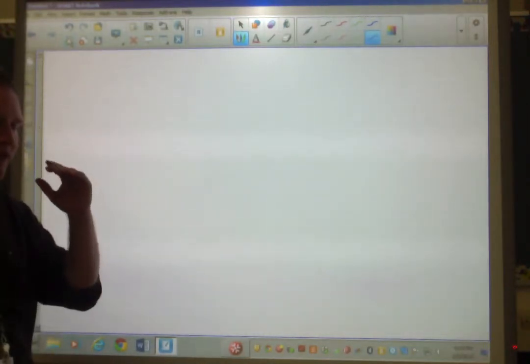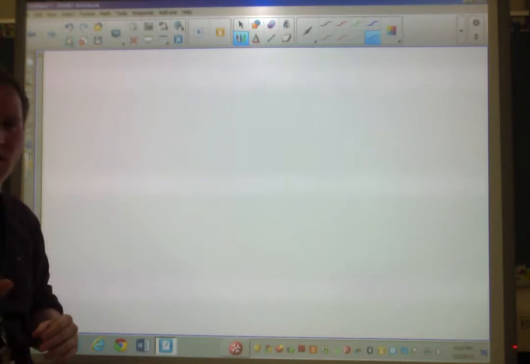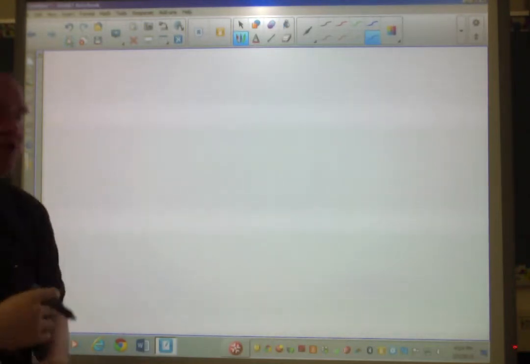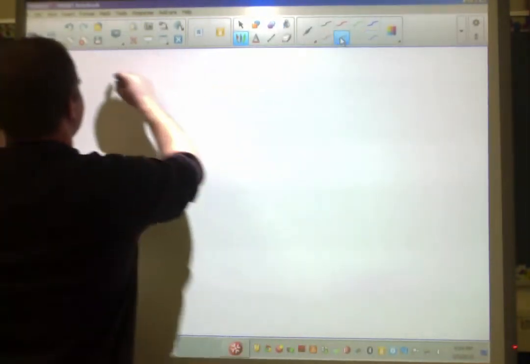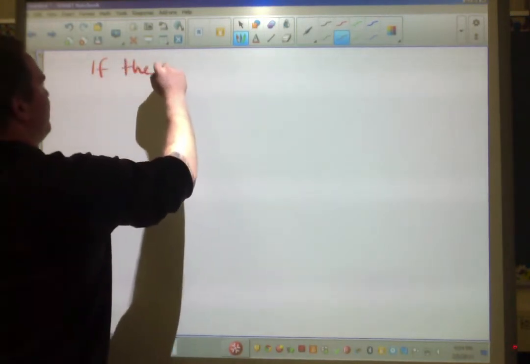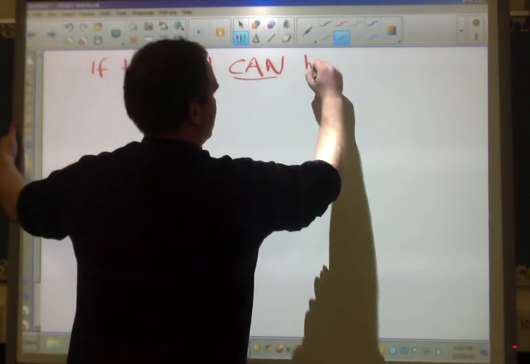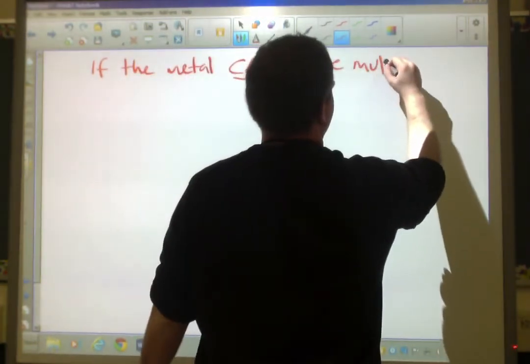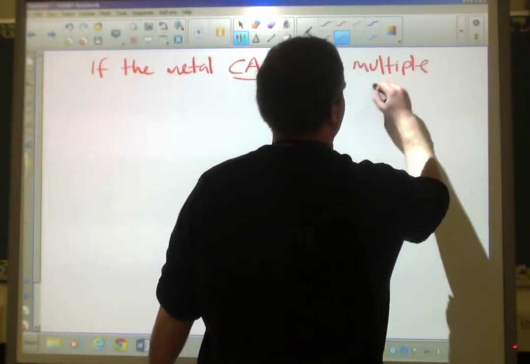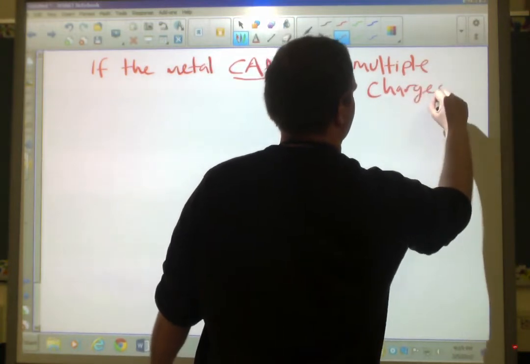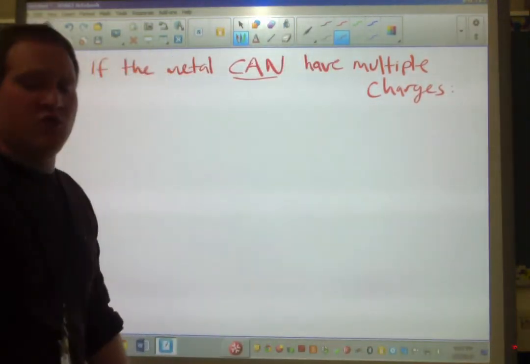Okay, now we've gone through the flow chart a little bit. So, if the metal is one of those transition metals that can have multiple charges, there's one extra step we have to take. So, if the metal can have multiple charges, we need to use Roman numerals.